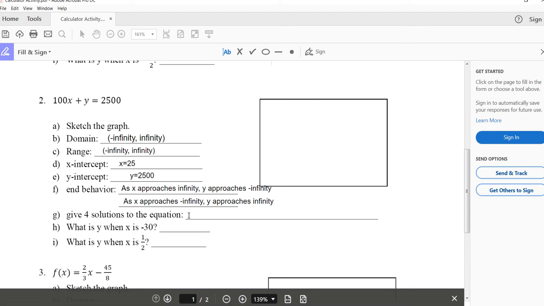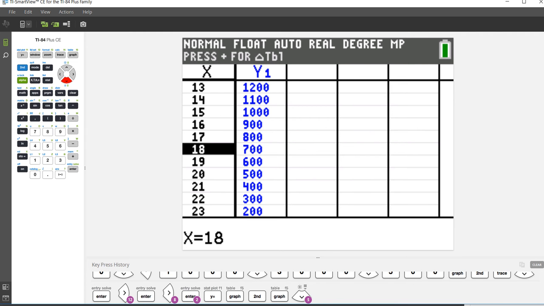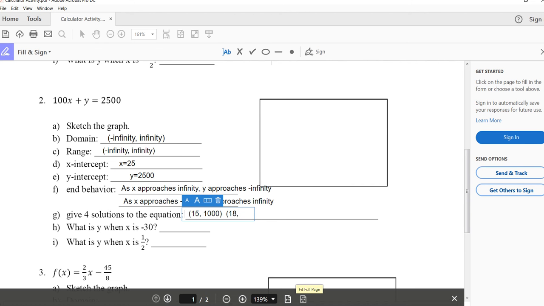Okay, so that was 15,000 and the other one was 18,700. So 15,000 and 18,700. There's really an infinite number of ordered pairs that you could choose from. Okay, and you're supposed to have 4. I'll go and give you one more.